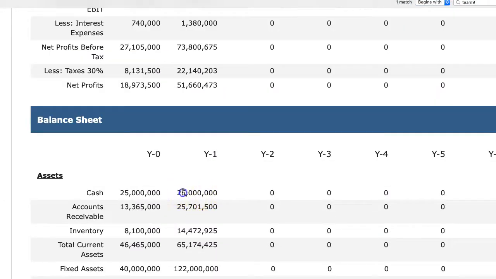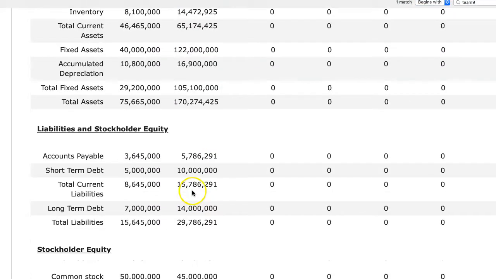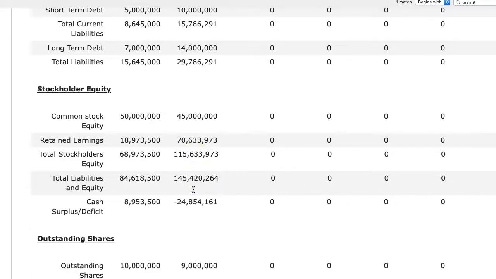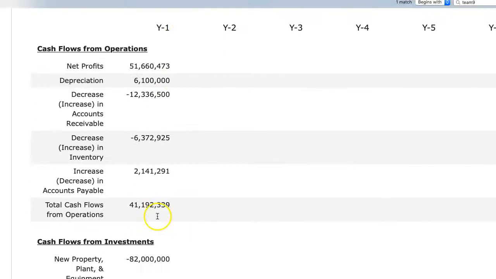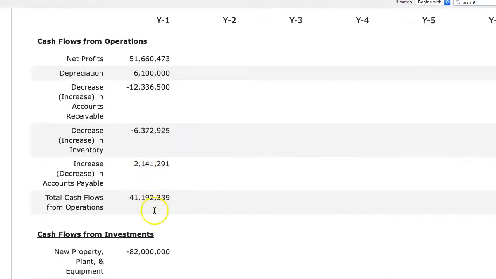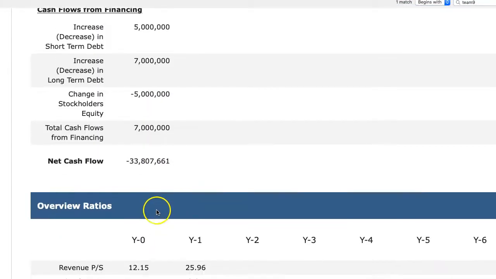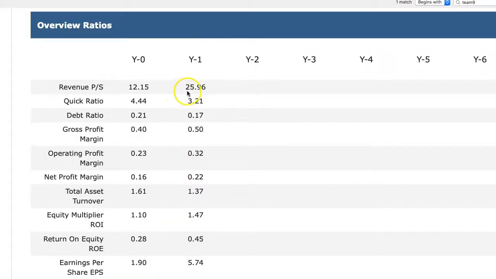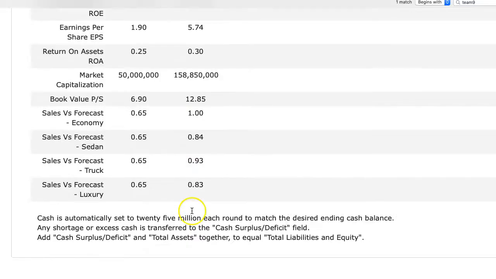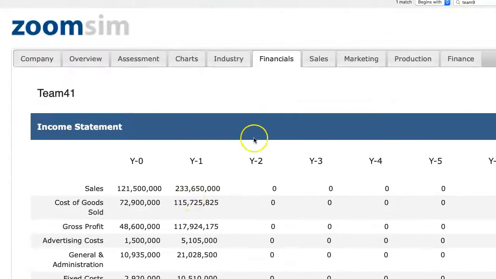Now there's a minimum cash balance of $25 million, and I'm going to explain the cash surplus or deficit later. You can even look at the cash flow from the previous year of operations, investments, and financing, and your overall ratios, how the results of your ratios are calculated here for you. This is all explained in Chapter 3 of the finance textbook. So if you apply what you're learning in Chapter 3, you'll be able to plan and forecast a little better about how to improve your company.